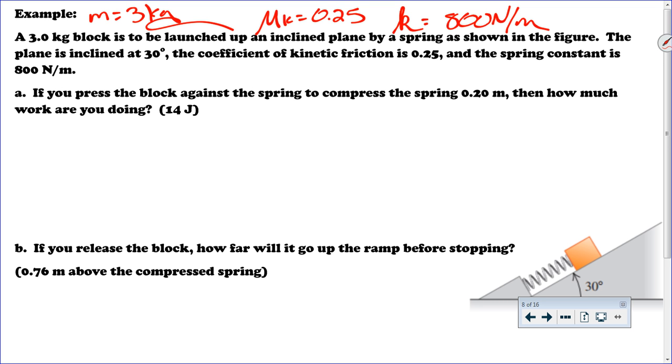Okay, so I guess to be fair, this probably should have been worded a bit differently. Let's do this. So let's assume that you're compressing the spring 0.2 meters from its relaxed state. Otherwise, this gets a little bit more complicated.